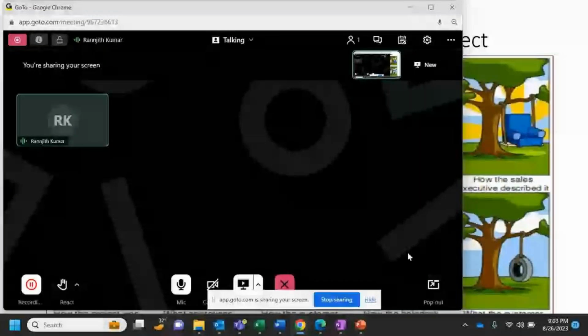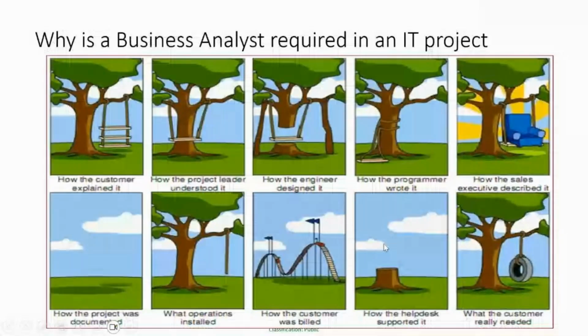Okay, so welcome back everyone. In our previous segment, we looked into the core essence of IT business analysis, knowing its significance, origin, etc. Now let's look into two questions. One is about why a BA is required in an IT project, and then the initial set of basic tasks that a BA would usually be doing in an IT project.